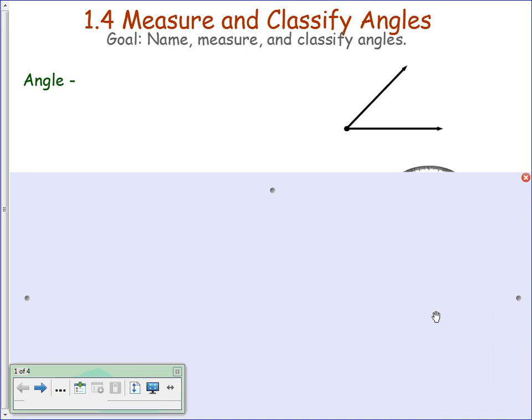Section 1.4, measure and classify angles. So our goal in this section is to name, measure, and classify angles. In order to talk about angles, we need to first identify what is an angle. An angle is simply two rays with a common endpoint.